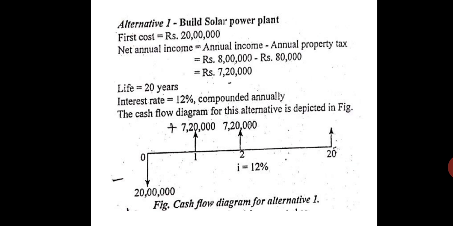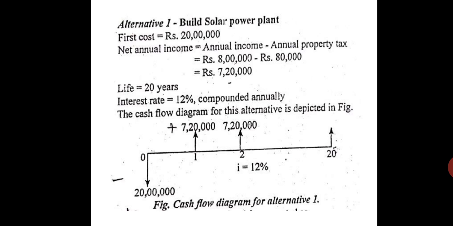Now, let us see alternative one, that is, build a solar power plant. The first cost is 20 lakhs, that is P. And the net annual income is annual income minus annual taxes. So annual income was 8 lakh rupees and the annual property tax was 80,000 rupees. So the net annual income is 7 lakh 20,000 rupees per year, and the life is 20 years. The interest rate is 12% compounded annually.